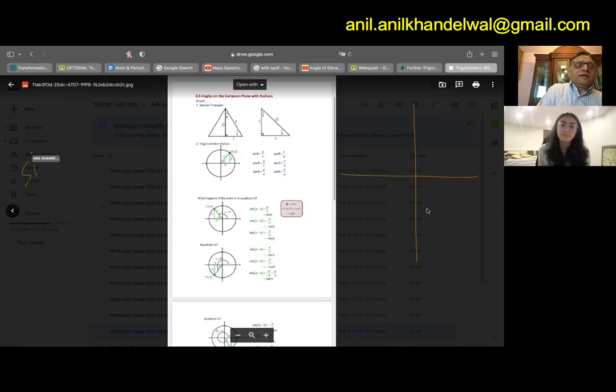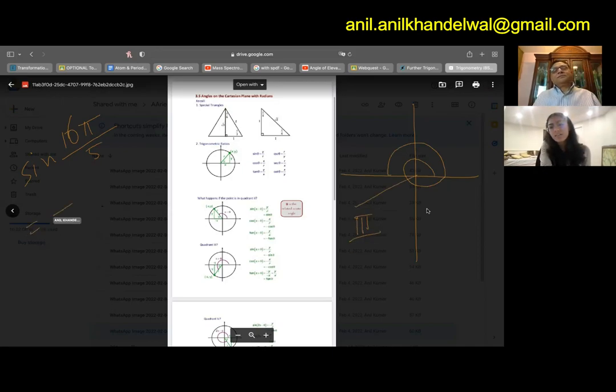Sine of 16 pi by 5. We don't have the exact value, but we can work with multiples of 5. So 5, 10, 15. Do you see that? 5, 10, 15. You land up here, in quadrant 3. So we know this is a negative value, correct?